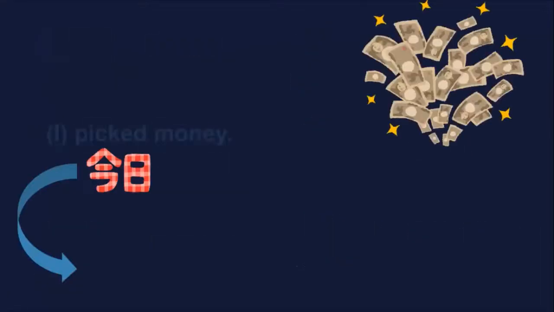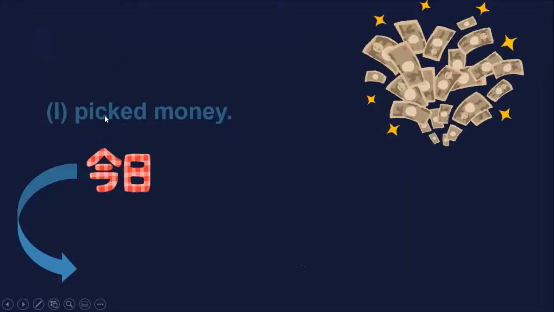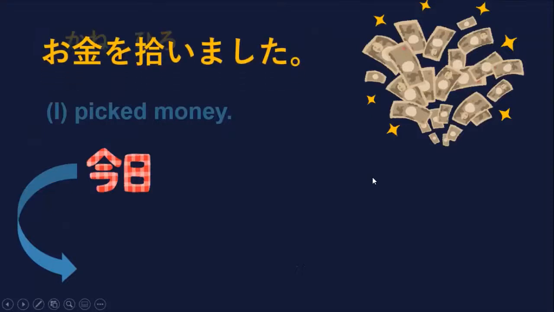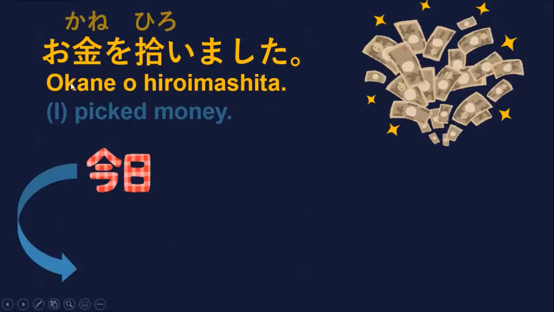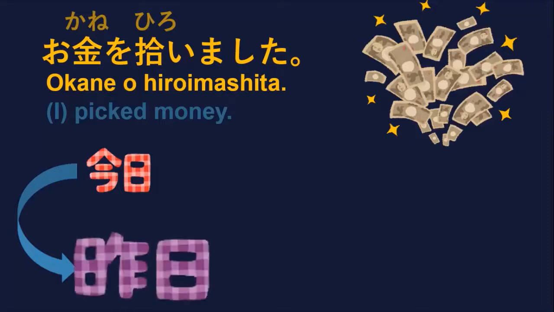So now let us look at the example sentences. For example, I picked up money. This is how we pronounce it. お金を拾いました。 Okane o hiroimashita. So hiroimasu means picking up, gathering. Okay, and this was yesterday.